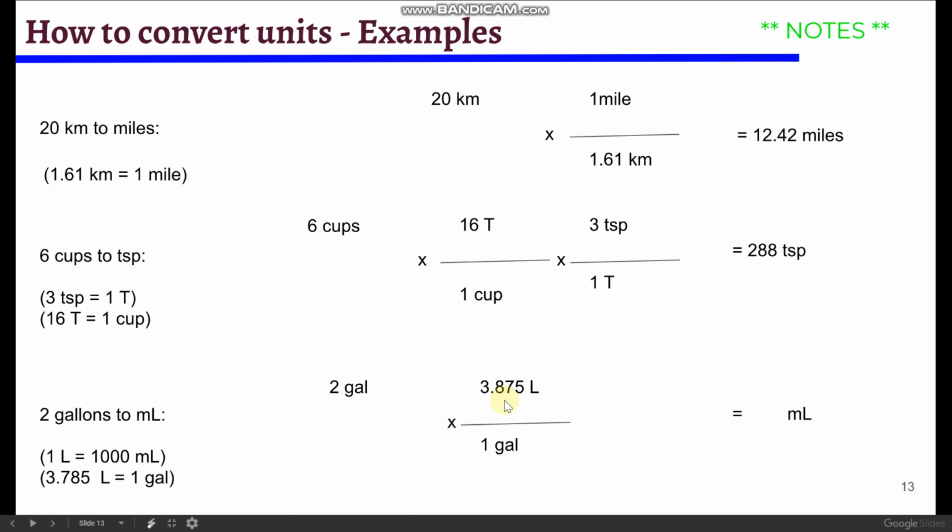Okay, so now we want to go from liters to milliliters. So we're going to use this conversion now. We're going to write 1 liter on top. That way the liters will cancel out with the liters. And we're left with milliliters on top. So then, when we calculate it, we're going to do 2 times 3.875 times 1,000, and then divided by 1 and divided by 1.